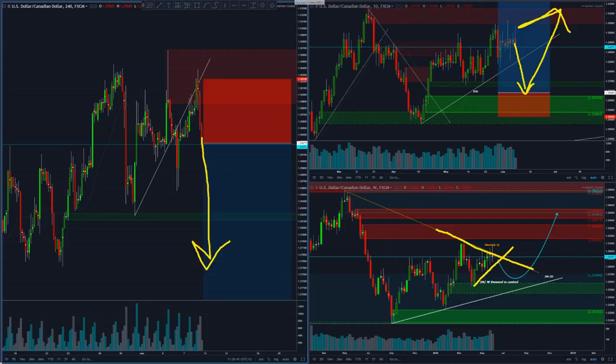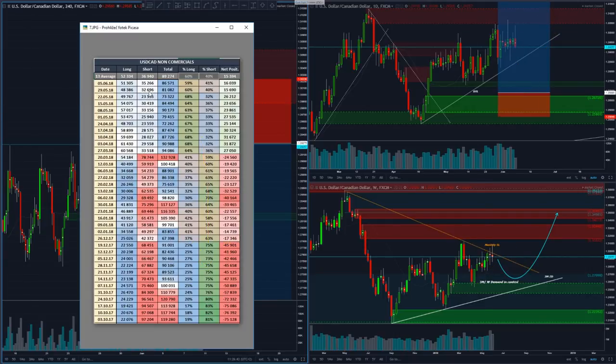From the COT data, we can see that the market makers added some longs last week, but as well they added some shorts. However, they have more exposure to the longs, but in the average not so much. In the average, they have more exposure to the shorts, like 1% more than the average. So it's in confluence with the technicals.